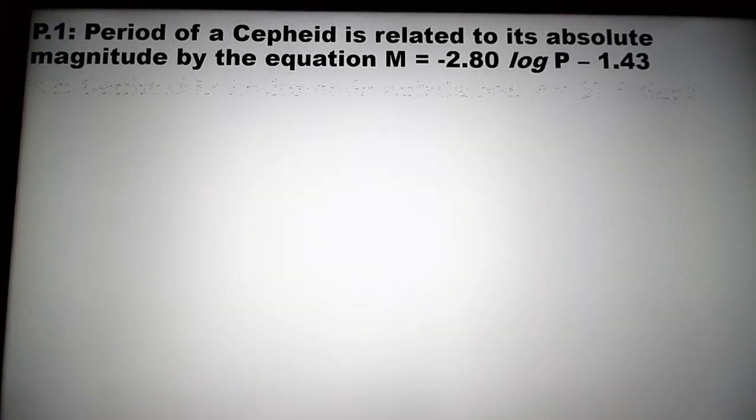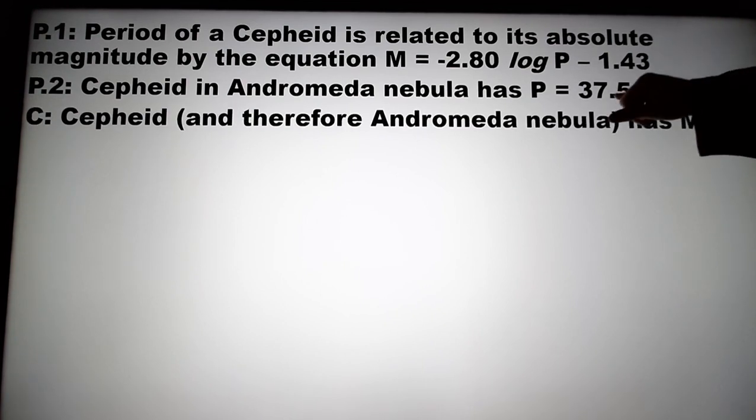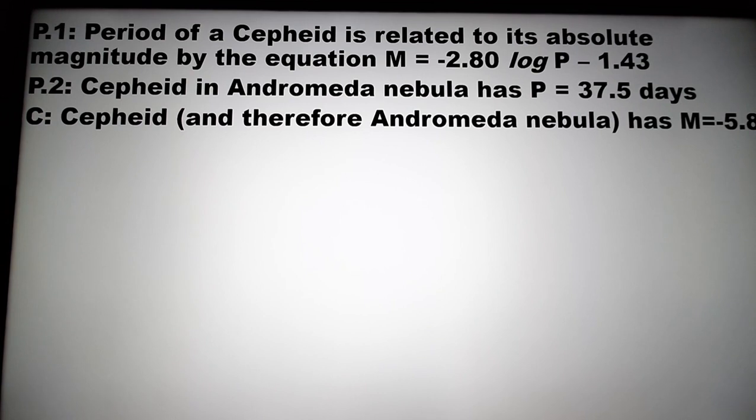A little more deductive reasoning. The period of a Cepheid is related to its absolute magnitude by the equation absolute magnitude is equal to negative 2.80 times the log of P minus 1.43. That was originally discovered by Henrietta Leavitt. That's Leavitt's law. The minor premise, the specific detail in this case, was that the Cepheid in Andromeda had a period of 37.5 days. The conclusion, well, you plug that specific detail into the general equation, and you conclude that the absolute magnitude of that Cepheid was minus 5.8.